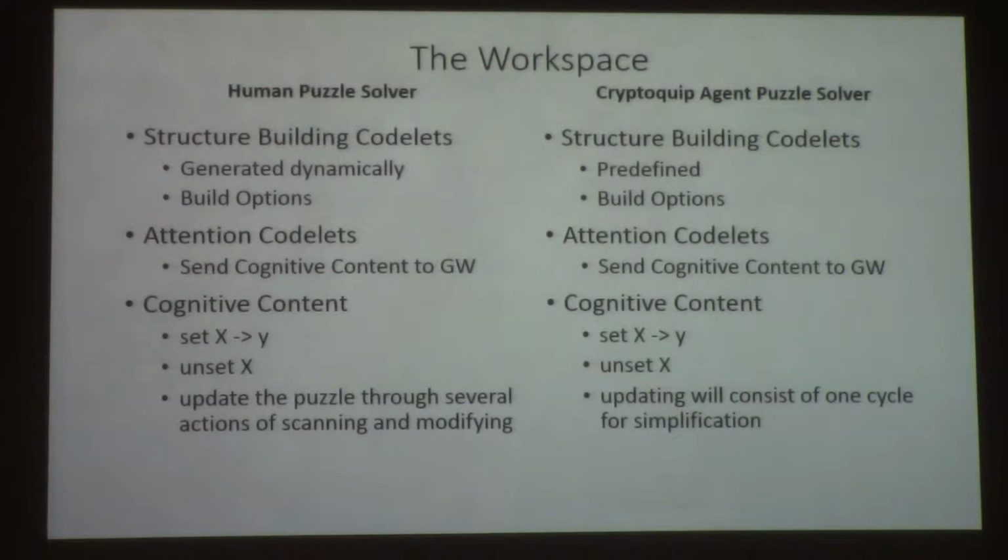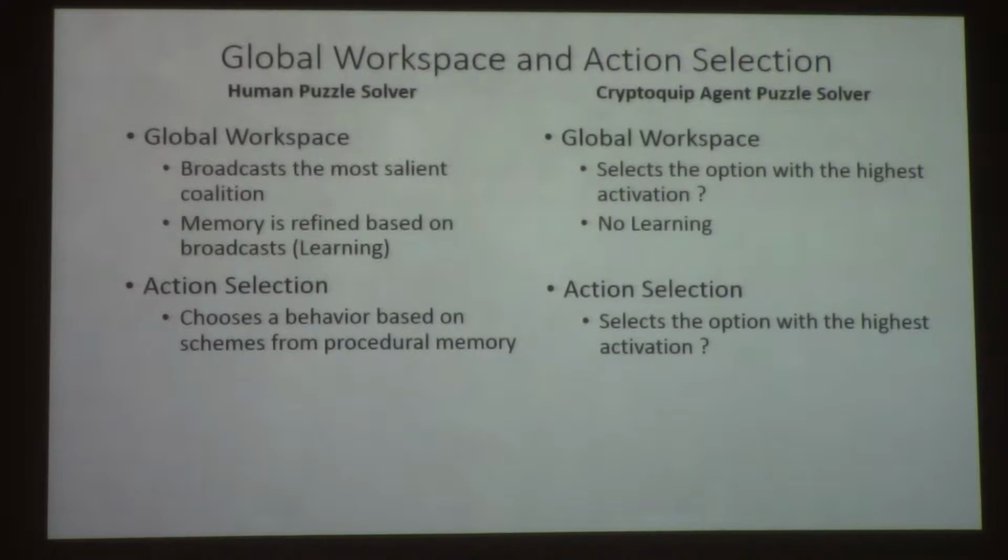So the next two things, global workspace and action selection, I don't think I need to explain, but in a cryptocode agent, this would just be for the initial instance pipelines, moving the cognitive content from the workspace through to broadcasted to action selection, nowhere else for right now, which would mean no learning as far as I can tell.